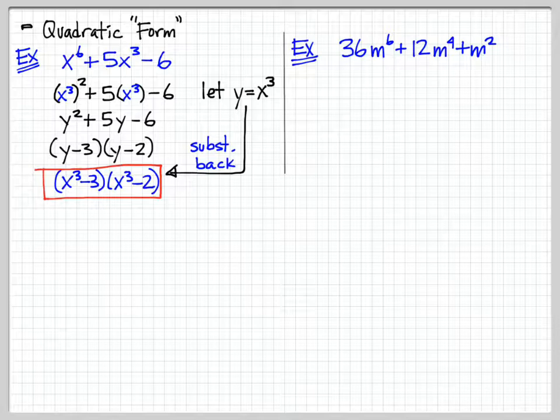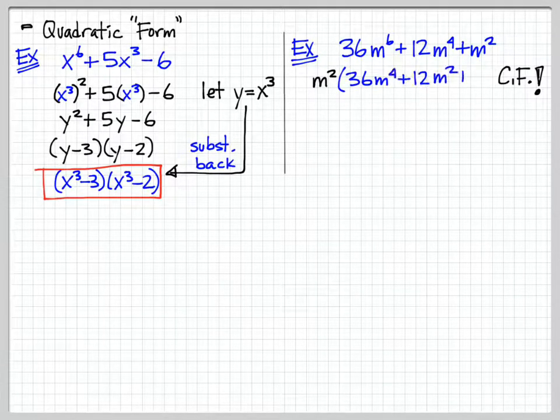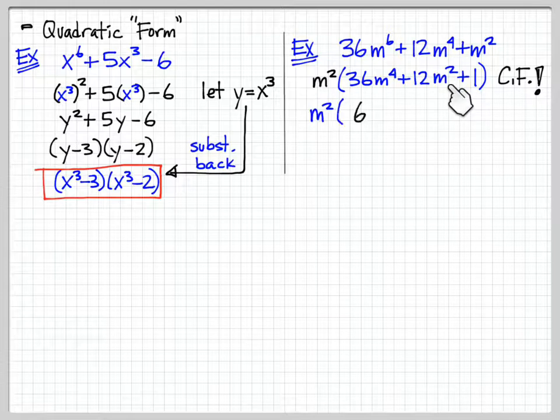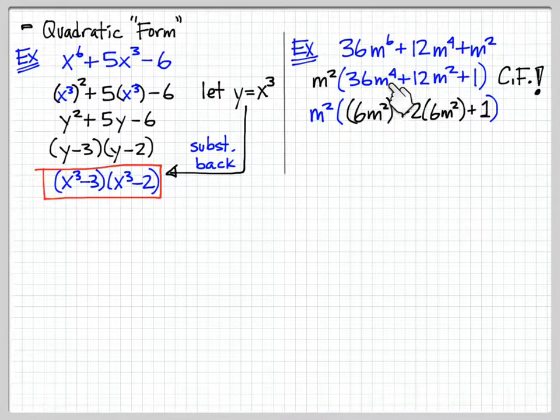First thing we do, look for a common factor. There's a common factor here across all of them. We have the m squared term that we can pull out, so that's the very first thing we'll do. Now, the thing to look at is that we have this m squared term, and we have an m to the 4th term. So 4 is twice of 2, so possibly we can use this quadratic form method.